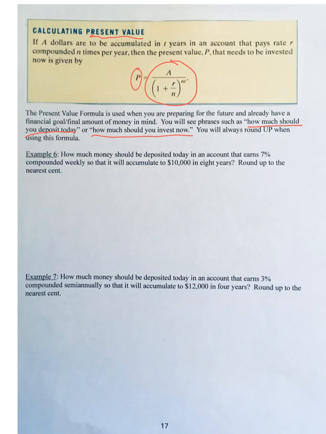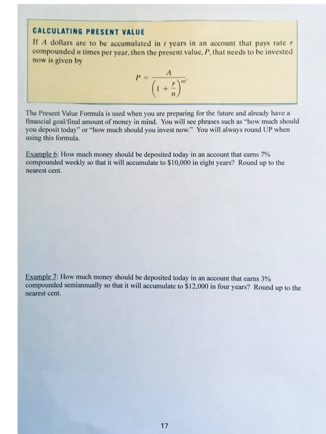Now, because you are planning for the future, you already have a set financial goal, A, in mind. This is not normal rounding rules. You will always, always, always round up whenever you use the present value formula. And it's going to even say that somewhere in the word problem. So be on the lookout for that. It's going to say round up, whether it be to the nearest cent or nearest dollar. Just automatically round up. Not normal rounding rules ever for the present value formula, which is when you're solving for P.